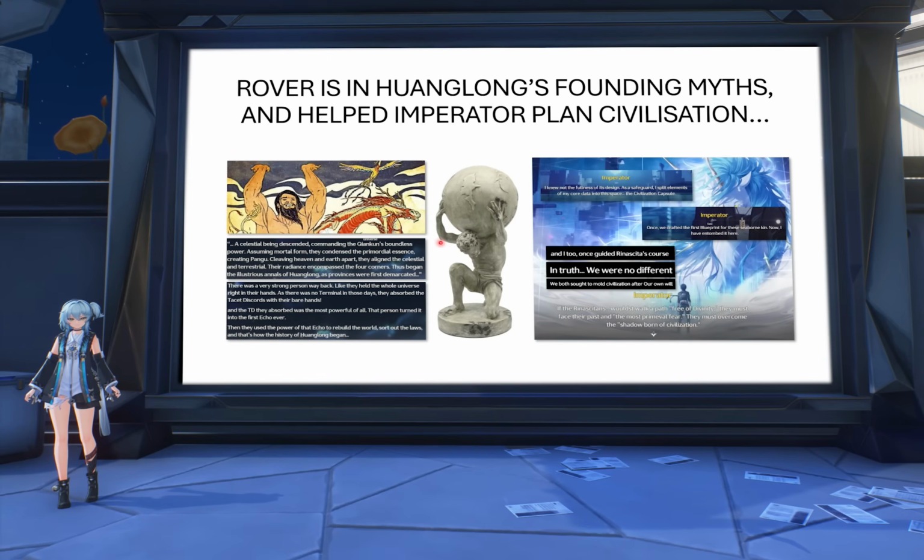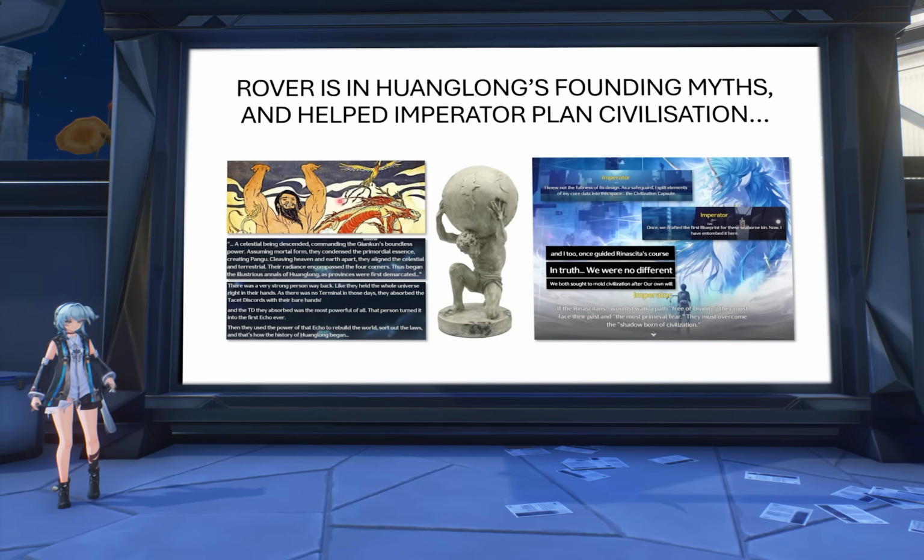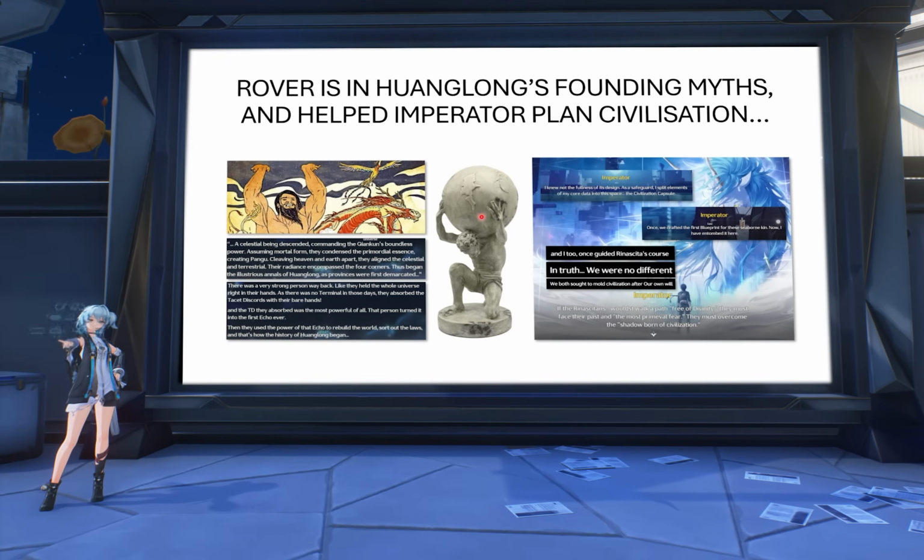When you see a lot of the map lore and stuff that people like Qixia and Yang have said about the founding of Huanglong, a lot of it is based on real Chinese mythology, like Pangu. Pangu was the figure that basically held up the heavens to prevent them from collapsing to Earth. If you want the TLDR, he's basically the Chinese equivalent of Atlas, who holds up the world, right?